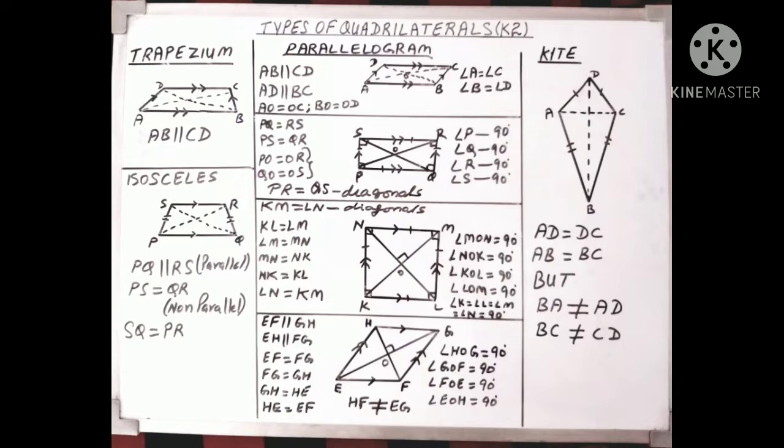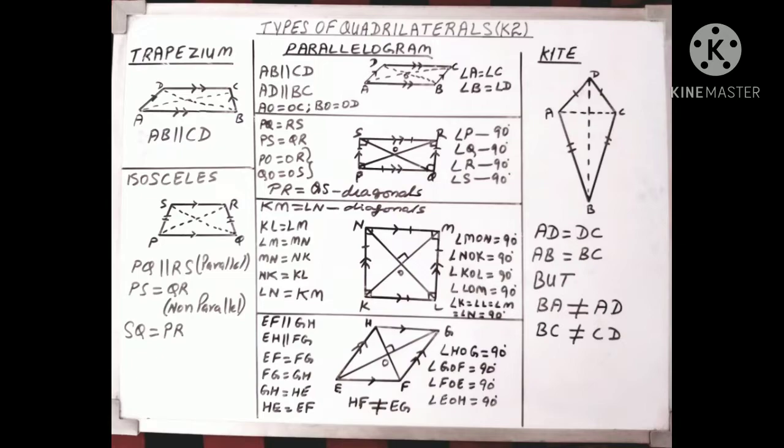PS is equal to QR, PO is equal to OR, QO is equal to OS, where PR and QS are diagonals which are also equal. That is, PR will be equal to QS, right? And the most important thing is that PQ is parallel to RS and QR is parallel to PS.